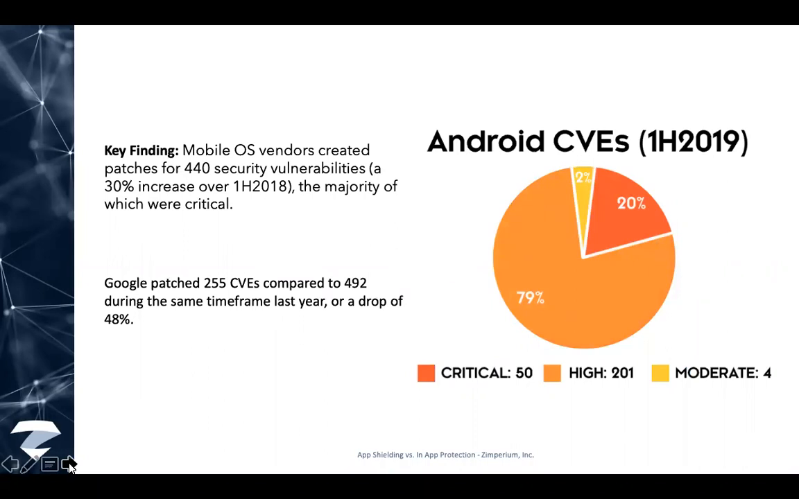On the Android side, a little bit different story. Most of these are high to critical. So again, critical, I can inject code remotely. High is I can inject code, but normally I have to be pretty close to you: NFC, Bluetooth, same Wi-Fi, things like that.